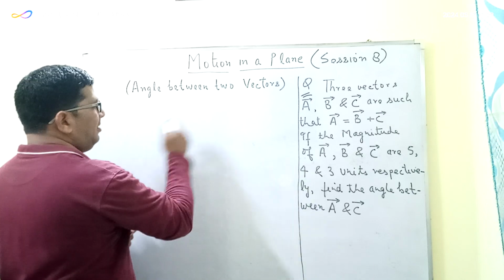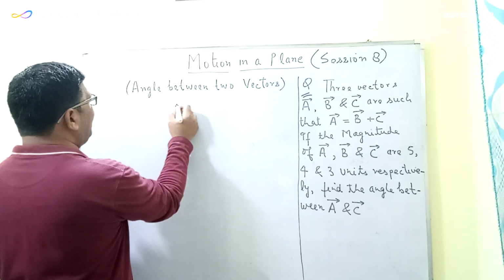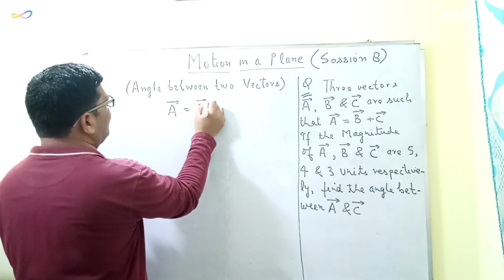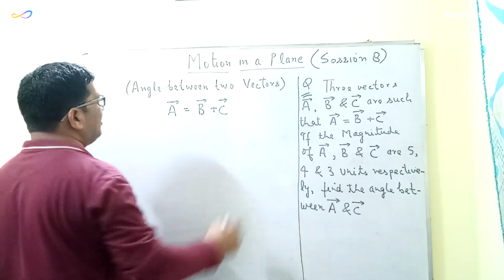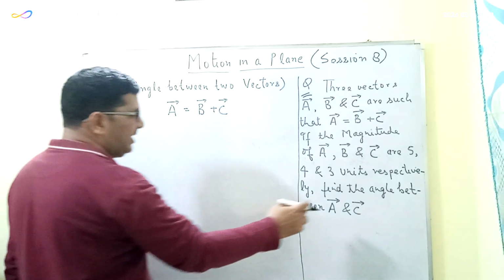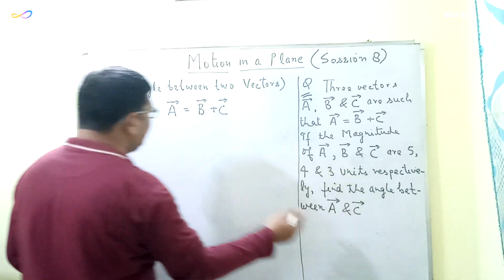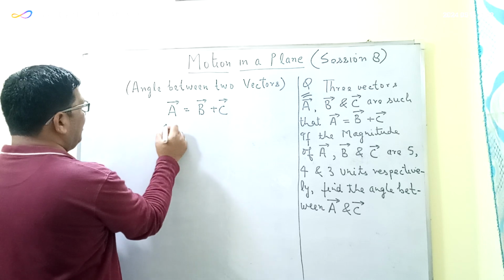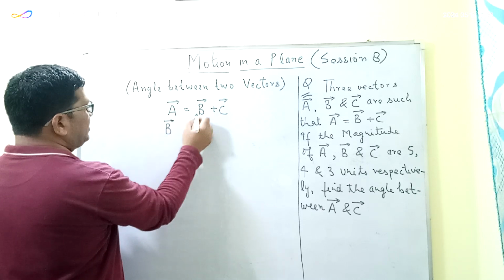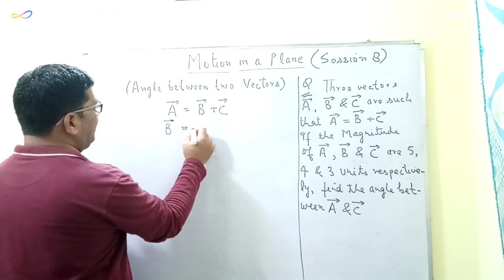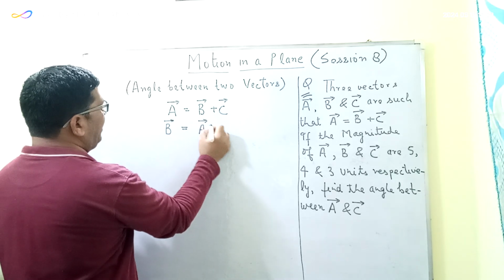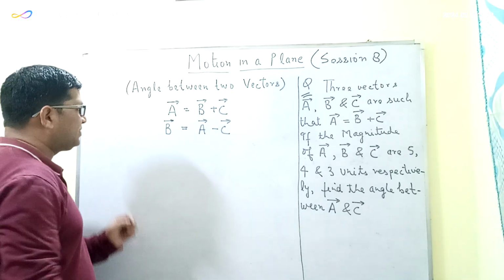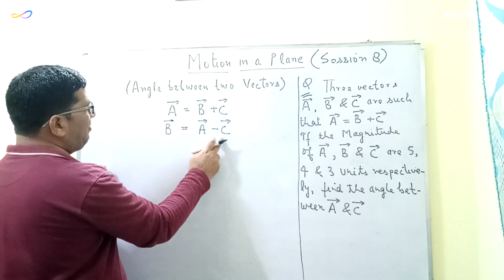So, in this question, we are given that vector A is equal to the vector sum of vector B and C. Now here we have to find the angle between the vectors A and C. So the first step I have done to solve this question is to write this equation as vector B is equal to vector A minus vector C.